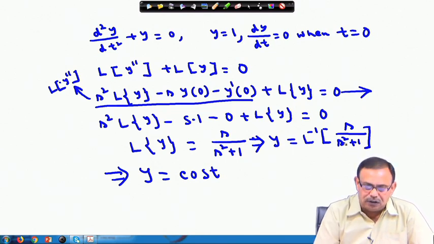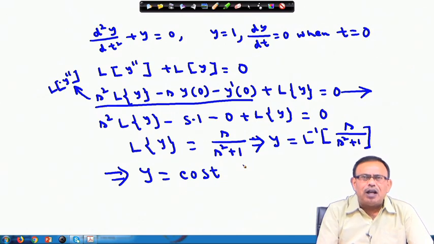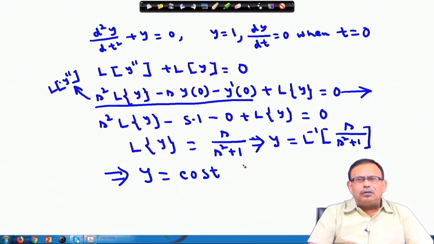So, that y is equal to nothing but cos t. I hope it is clear that whenever I have the ODE, at present I have taken ODE with constant coefficients only, not variable coefficients.